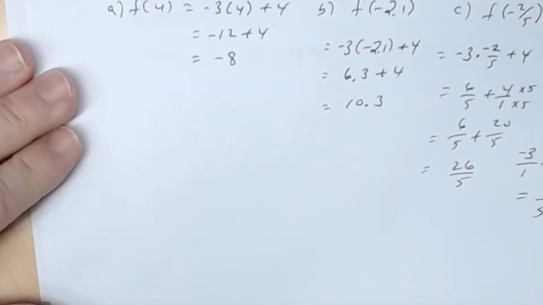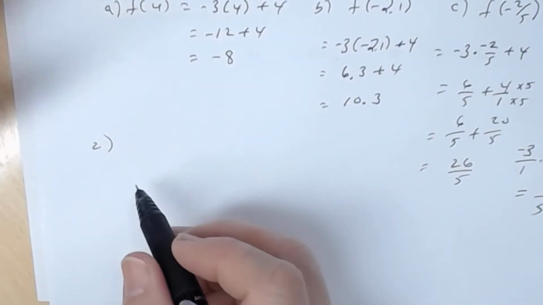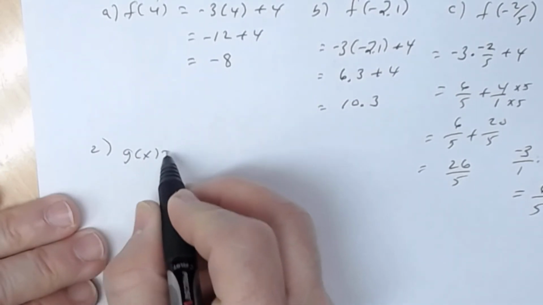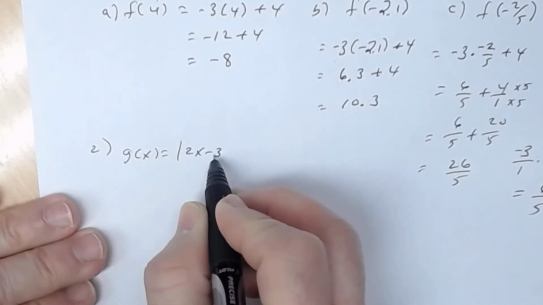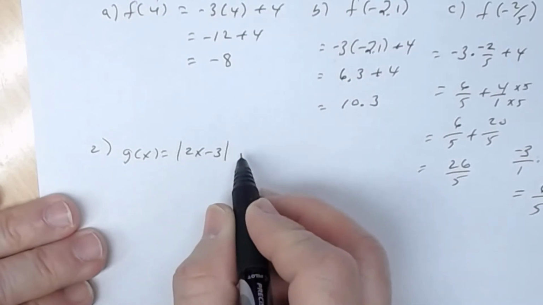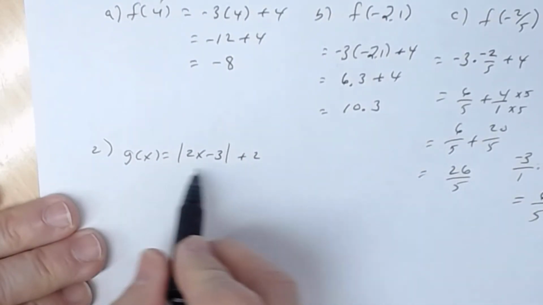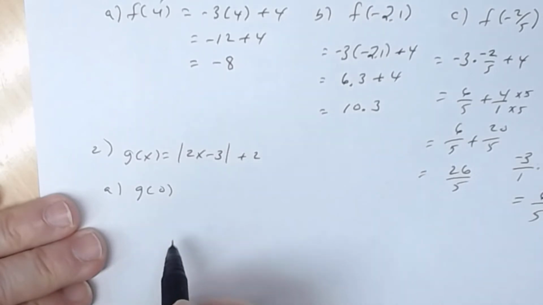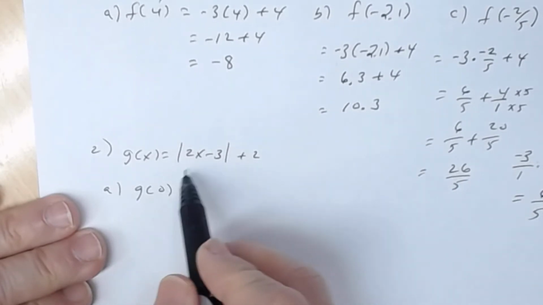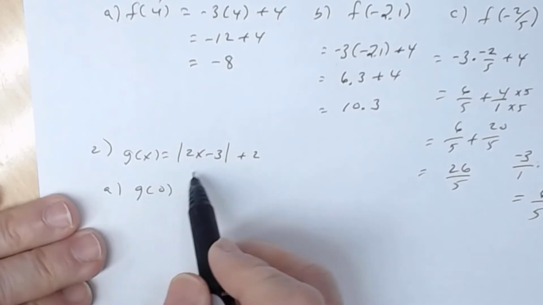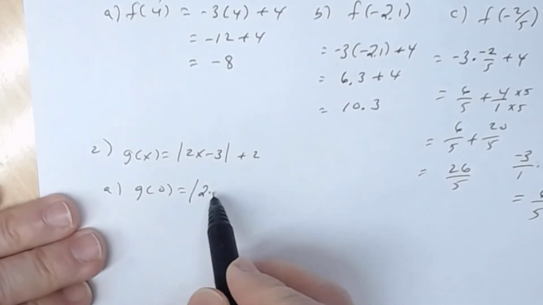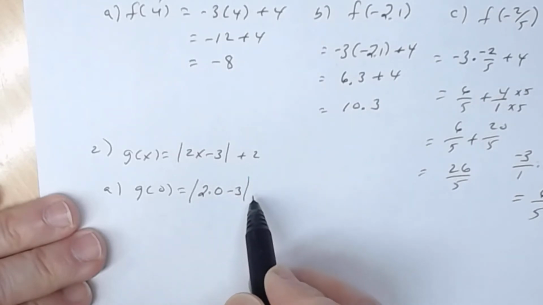Okay, number 2, you have this function now. So number 2, you have g of x is the absolute value of 2x minus 3, and then whatever that is, you're adding 2. So that's your function. And in part A, you want to find g of 0. So again, where we see the variable x, you want to substitute 0. So I get the absolute value of 2 times 0 minus 3 plus 2.